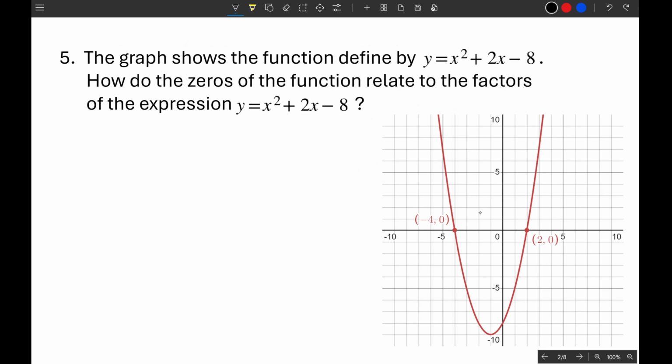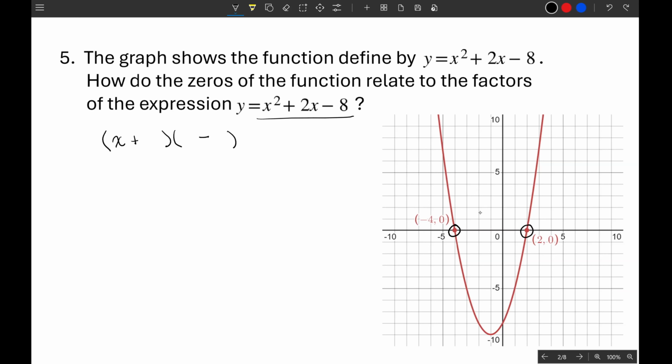All right, number 5. The graph shows the function defined by that equation. How do the zeros of the function relate to the factors of the expression? So as you can see, our zeros are the negative 4, 0 and the 2, 0. And they're asking us to compare that to the factors of that expression. So let's factor the x squared plus 2x minus 8. Since I have that minus at the back, I automatically have 1 positive and 1 negative.